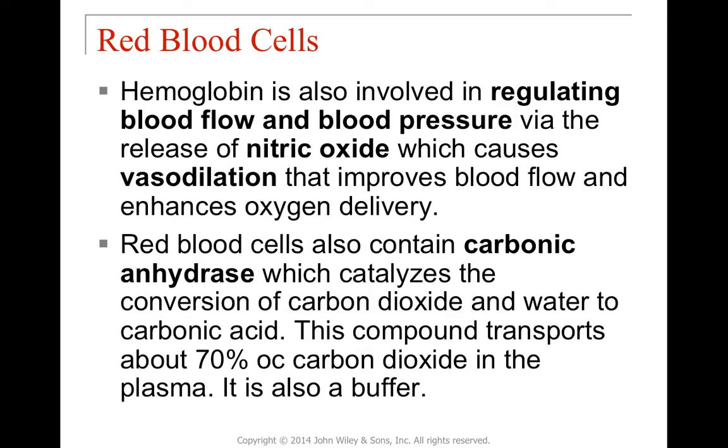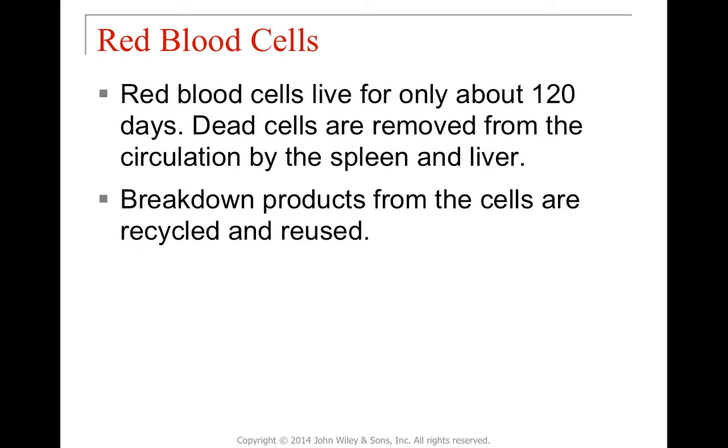Inside the red blood cells, we also have something called carbonic anhydrase. And carbonic anhydrase is responsible for the conversion of carbon dioxide into water and carbonic acid. And that's going to be how approximately 70%, that says OC, but it should say of, approximately 70% of carbon dioxide is carried in the blood plasma in this carbonic acid. And what's interesting is it's also a buffer, which means that it's also going to help maintain our blood pH, which is very important because just like any homeostatic condition, if it wavers too far in either direction, either too acidic or too basic, we can end up with problems.